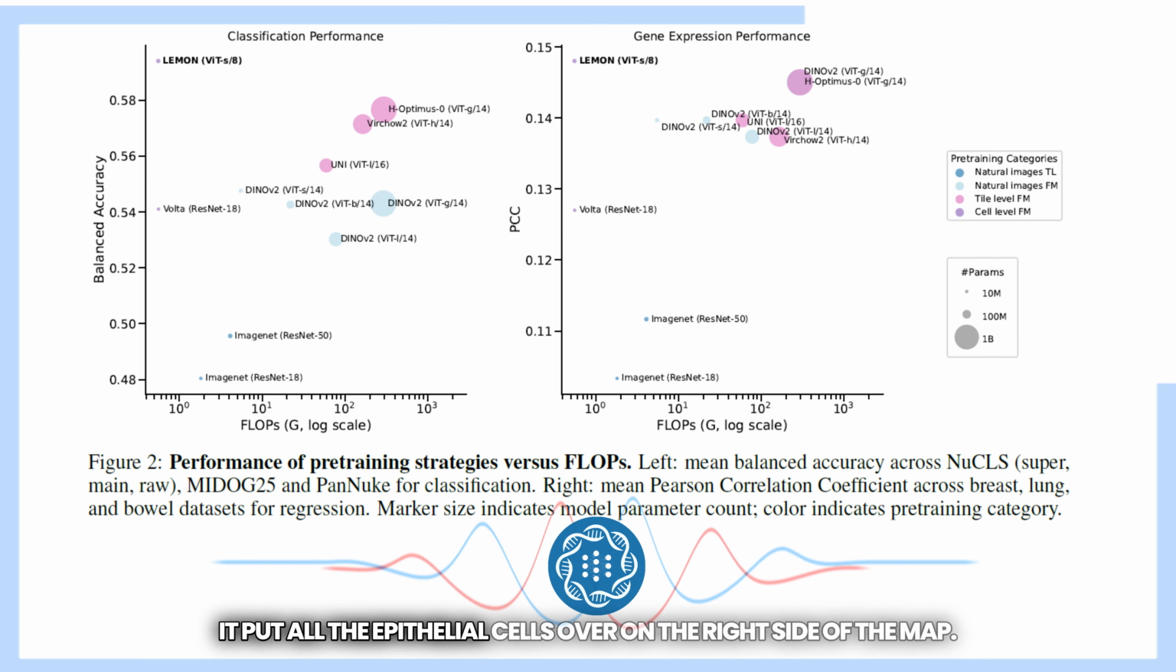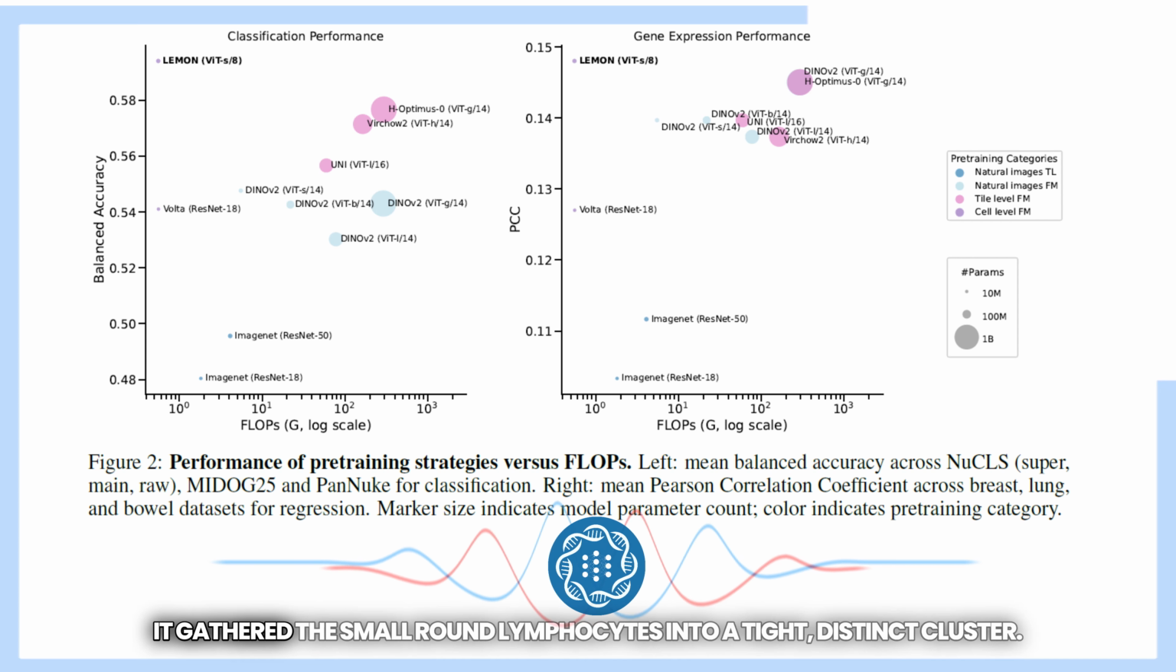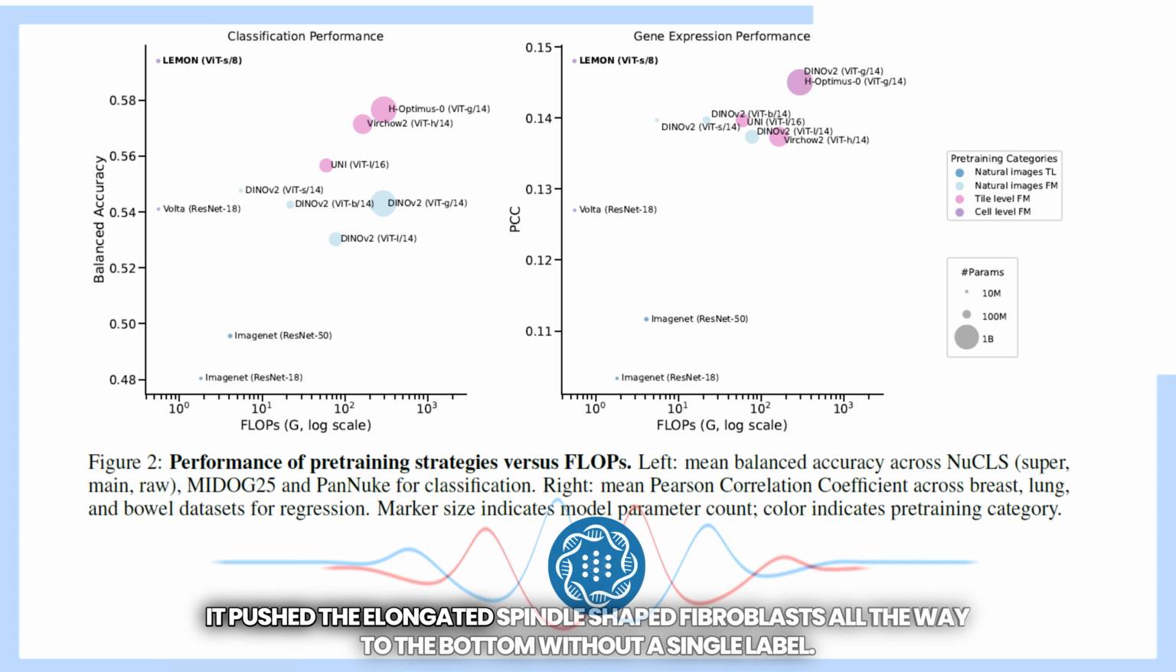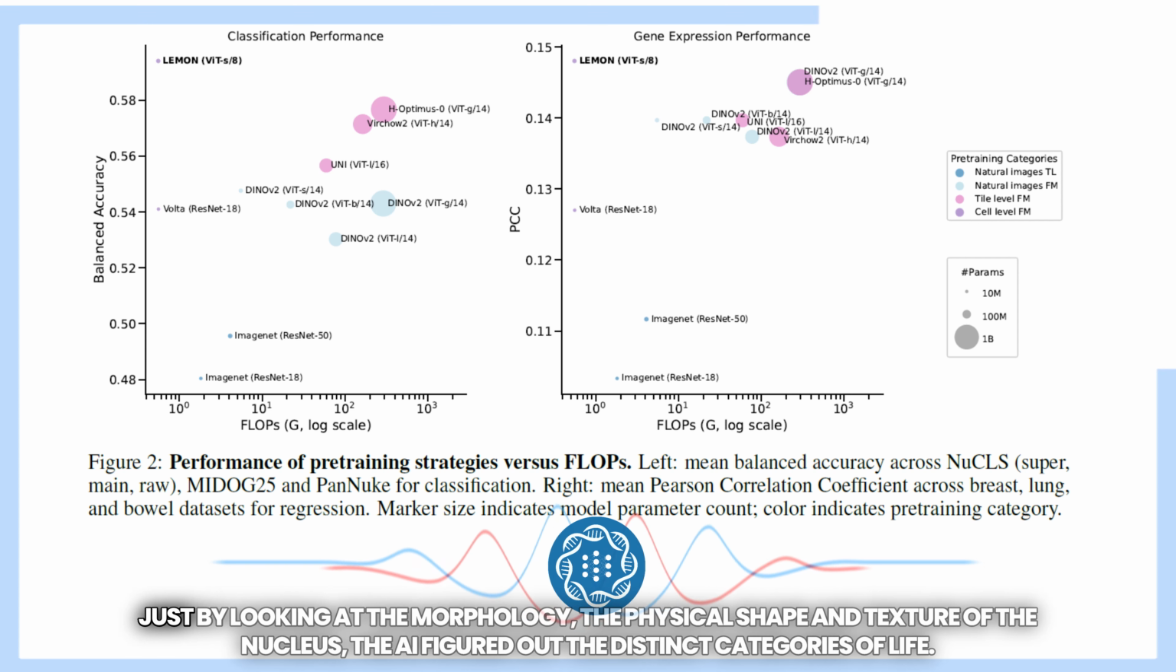It put all the epithelial cells over on the right side of the map. It gathered the small, round lymphocytes into a tight, distinct cluster. It pushed the elongated, spindle-shaped fibroblasts all the way to the bottom. Without a single label, just by looking at the morphology, the physical shape and texture of the nucleus, the AI figured out the distinct categories of life.